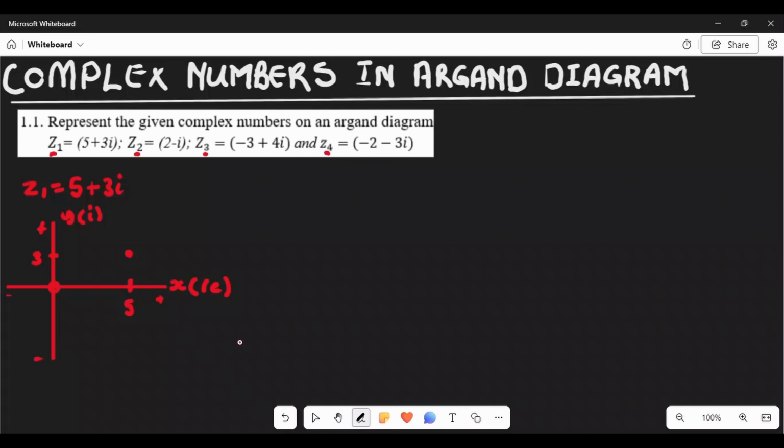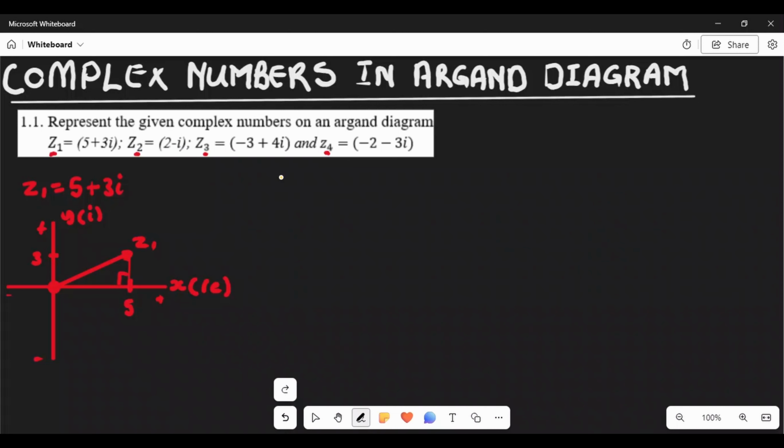Then from the origin you draw a line to the point. That is the representation of Z1 in an Argand diagram. You're also going to draw a line that goes straight to 5, like that. So this here is the representation of Z1. As you can see, it's in the first quadrant. I did mention this: when the real number and the imaginary number are positive, the Argand diagram is in the first quadrant.